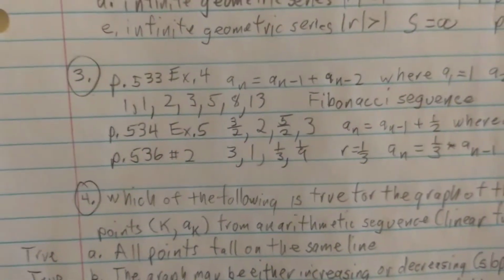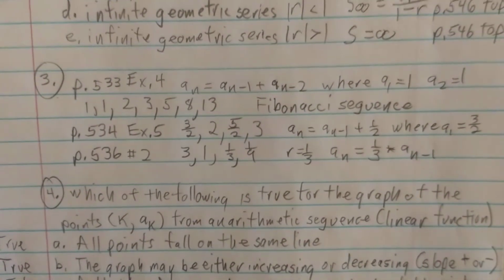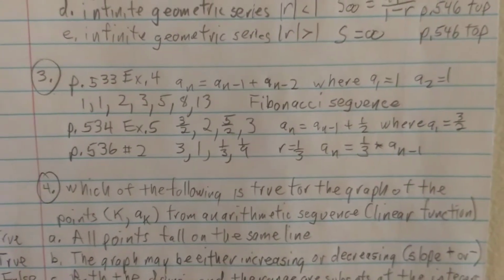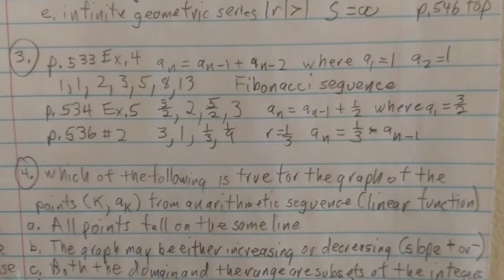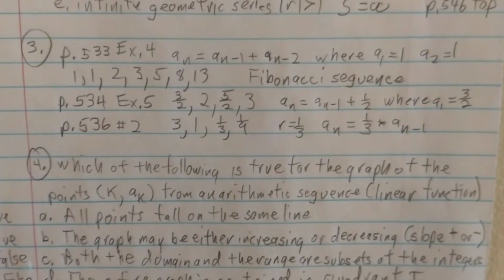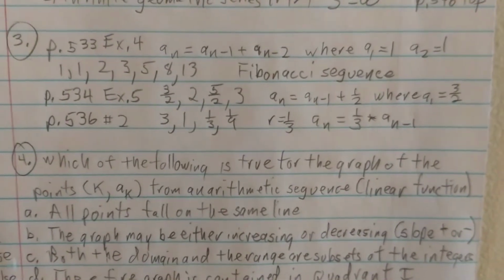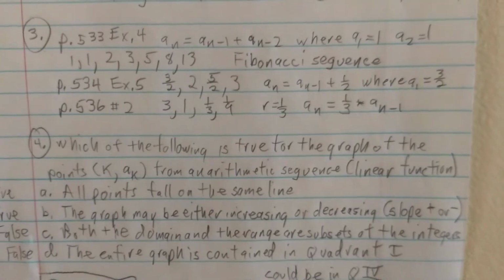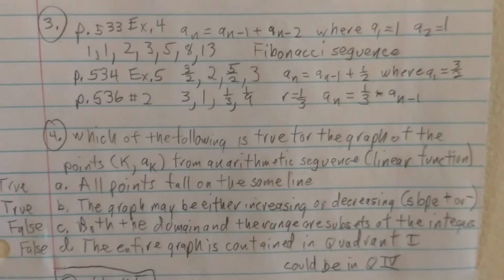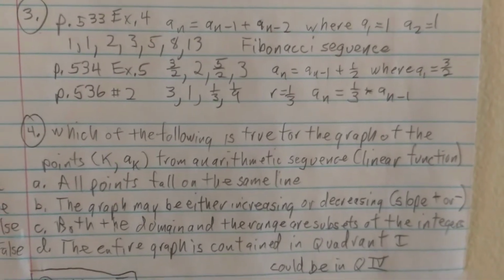Now on problem 3, we're looking at page 533, example 4, where we have a sub n is the sum of the last two sequence terms, a sub n minus 1 plus a sub n minus 2, where a1 equals 1 and a2 equals 1. This is called the Fibonacci sequence. So the first two elements are 1 and 1, and then 2 is the sum of the two before it. 1 plus 1 is 2. 3 is the sum of 1 plus 2. 5 is the sum of 2 plus 3. 8 is the sum of 3 plus 5. And 13 is the sum of 5 plus 8. Each one is the sum of the two before it.